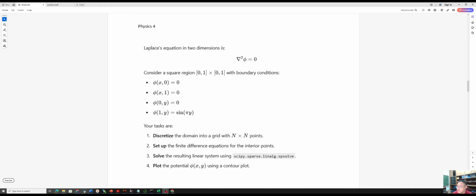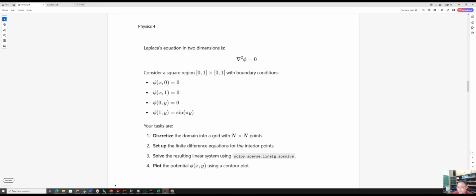You're asked to discretize the domain into n times n points and set up the finite difference equation for these interior points, and solve the linear system using scipy sparse spsolve, and then plot the potential of sin(xy) using contour plot.